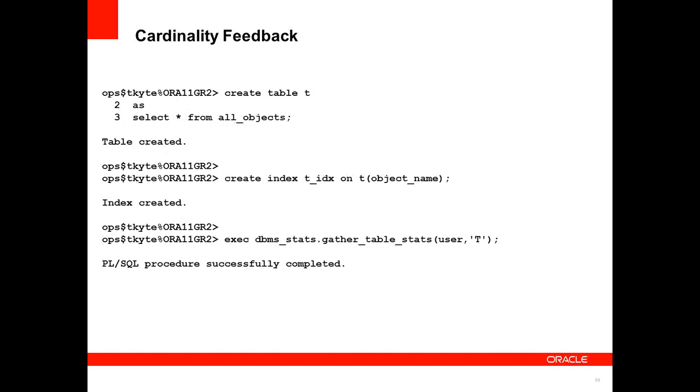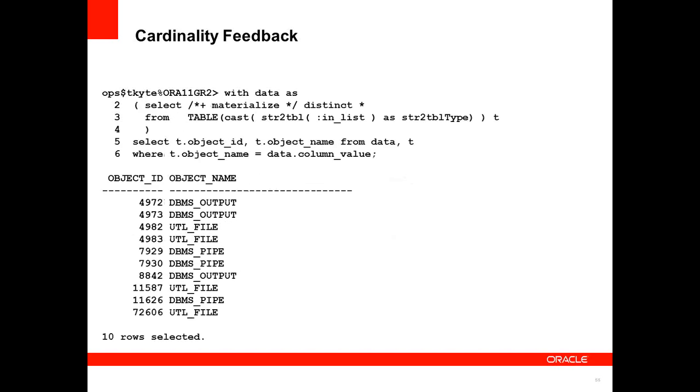Here's another example with the cardinality feedback, taking it to its full extreme. Create a table T, select star from all objects, index object name, gather stats on that. We'll go ahead and take that in-list, and I'm going to use it as sort of a filter against table T.